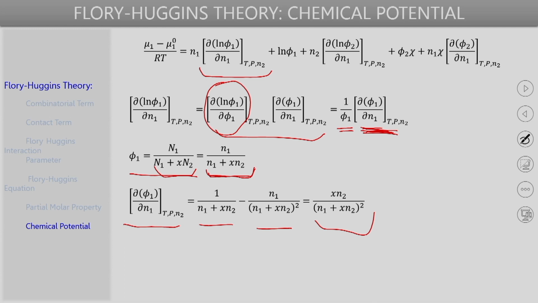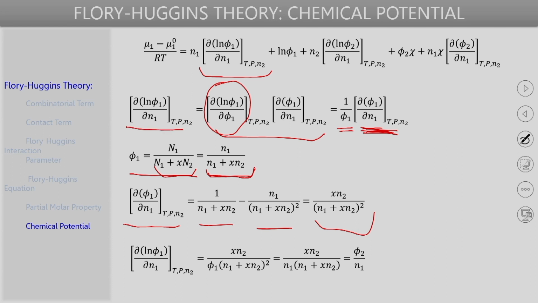So we have this single term, and we see that this single term can be further simplified, but before doing that let us go back to this term. This is a term that we actually need. This term is just 1 over phi 1 multiplied by this derivative here. That derivative is shown here, which is this term. If you multiply this by 1 over phi 1, then we will get this equation which will give the partial derivative of ln phi 1 with respect to n1.